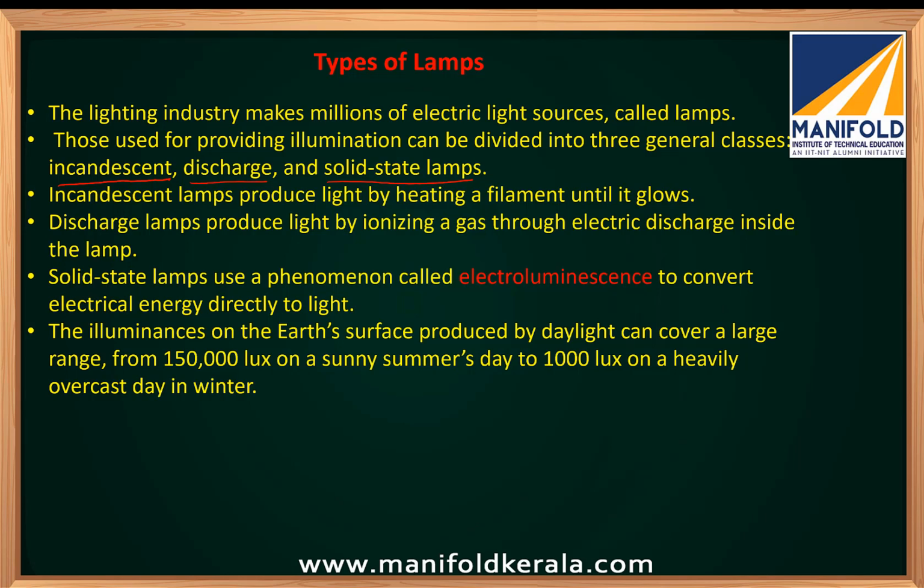Discharge lamps produce light by ionizing the gas through electrical discharge inside the lamp. So there will be a gas present between the two electrodes, and the discharge should occur through this gas, so that the gas becomes ionized because of the supply electric voltage. Then only the lamp will glow.